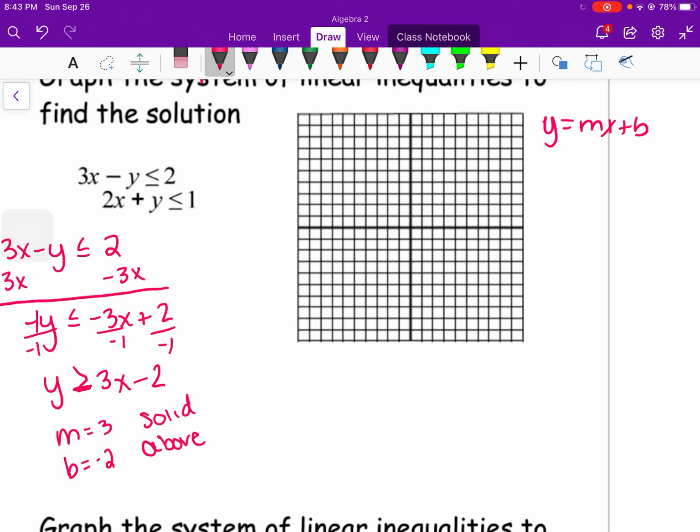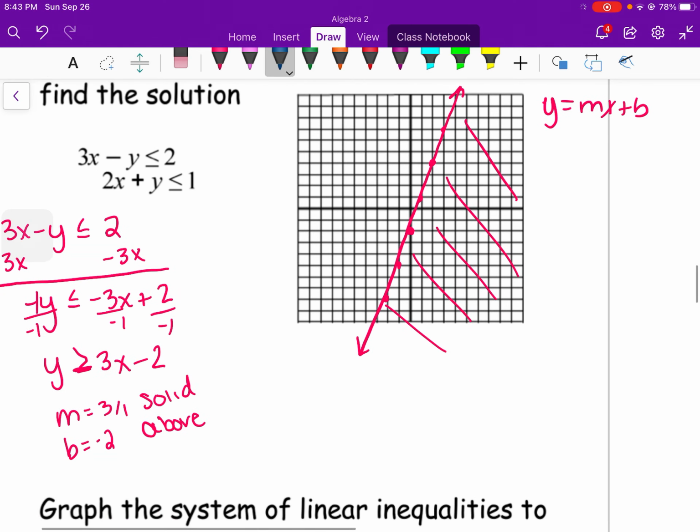So graphing at negative 2 to start, and then a slope of 3, or 3 over 1, would be up 3 to the right 1, up 3 to the right 1, up 3 to the right 1, or down 3 to the left 1. It was a solid line, and then I should be shading below, so you should be shading this way, down. If it's unclear where you're shading, pick a point on the y-axis and plug it in.